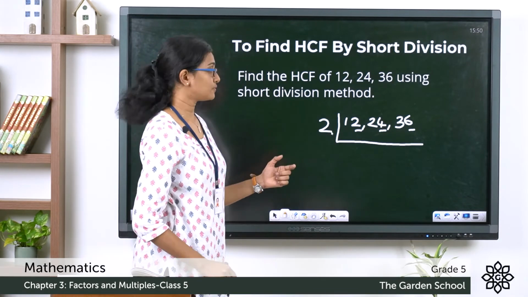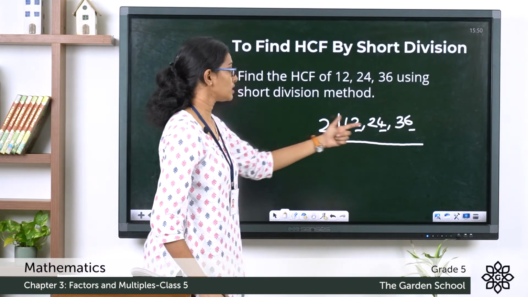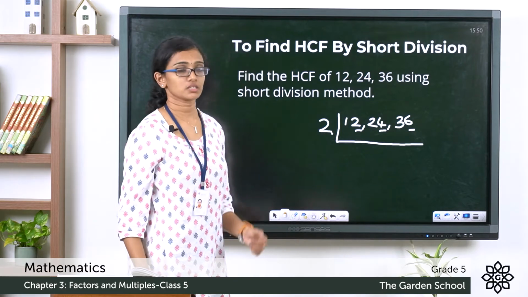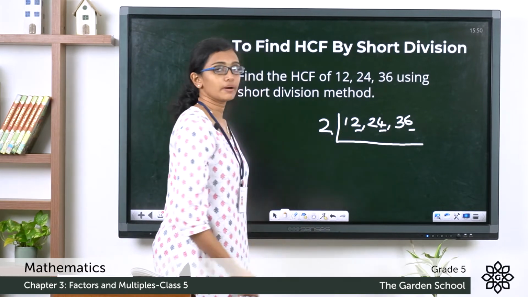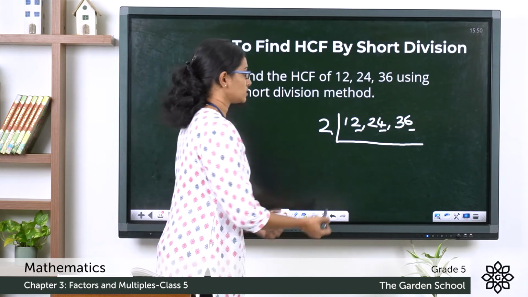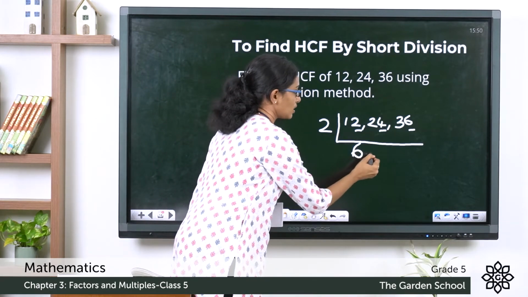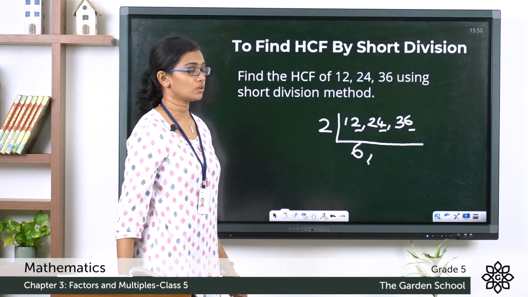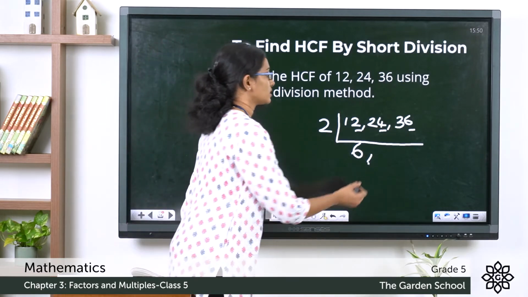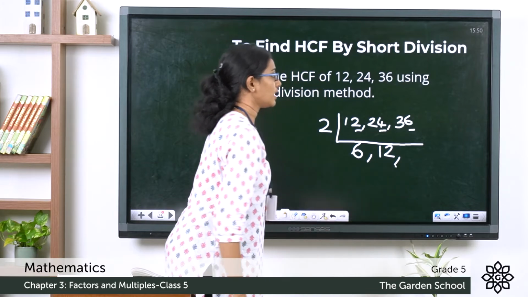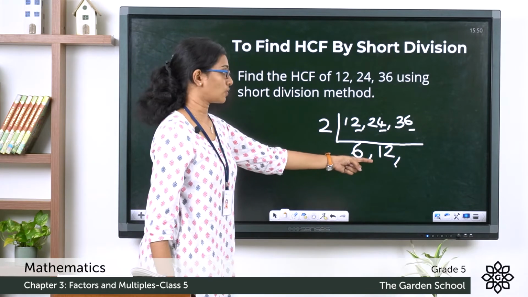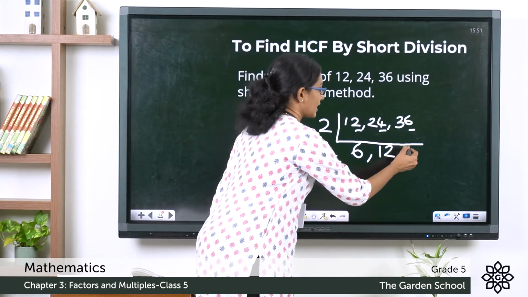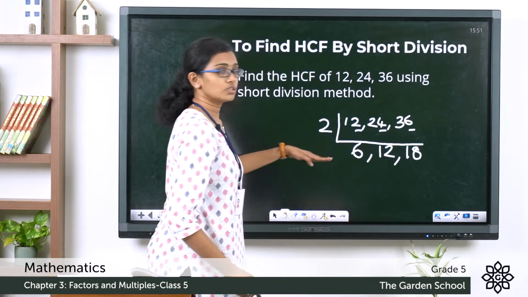Now, you have to divide each of these numbers by 2 and then write the quotient below the respective numbers. Here, 12 divided by 2 is 6. You write that quotient right below 12. You put a comma. Then you divide 24 by 2. What is 24 divided by 2? It is 12. You write that 12 below 24. Now, 36 divided by 2 is 18. Here we have the quotients.